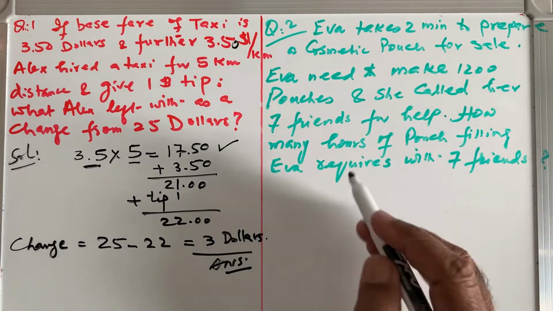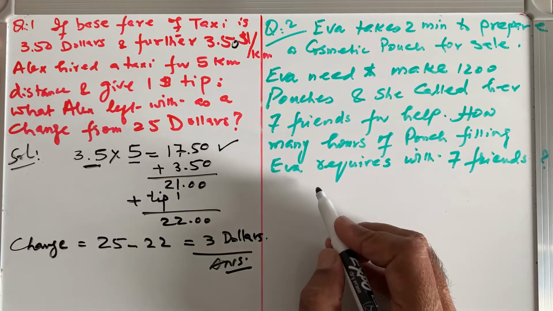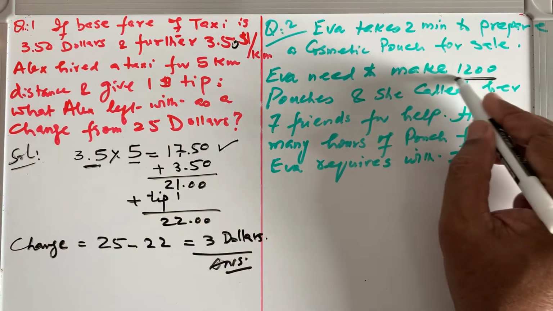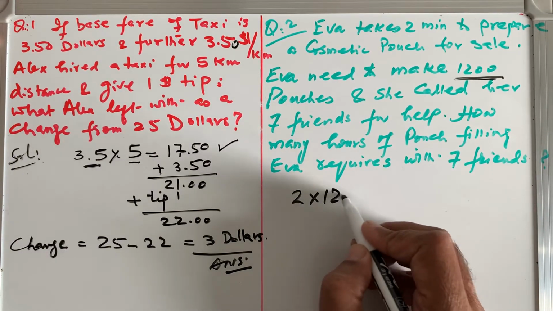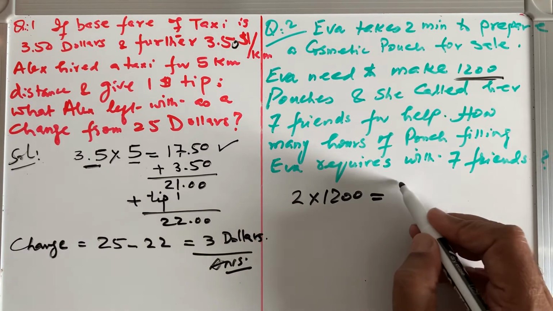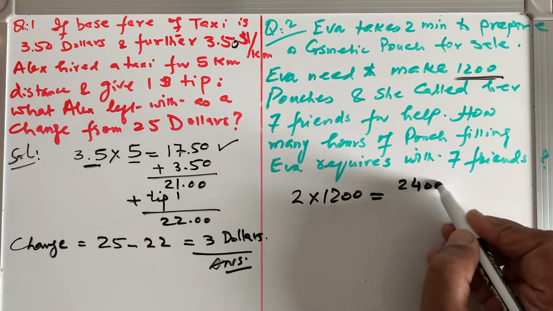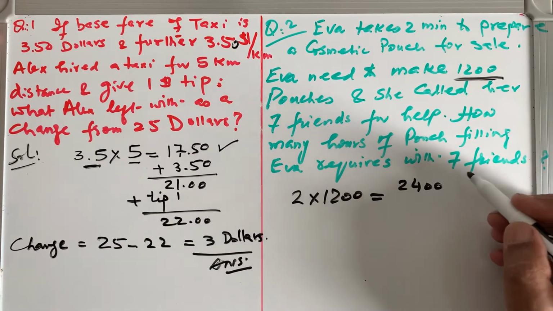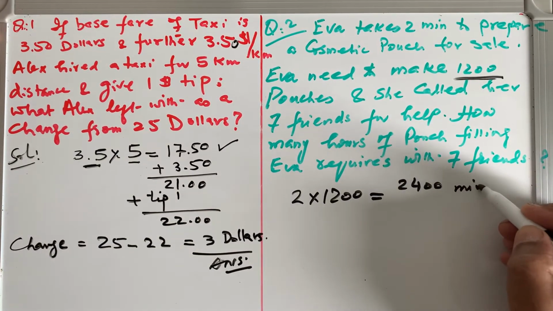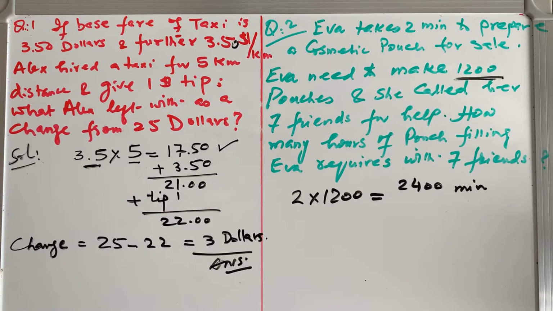So here it is, 2 minutes to prepare. And how many does she have to prepare? She has to prepare 1200, right? So 2 minutes times 1200 will give you how many minutes Eva takes. If Eva is alone, then Eva will be making it in 2400 minutes. But this was when she was alone. But she called her 7 friends.